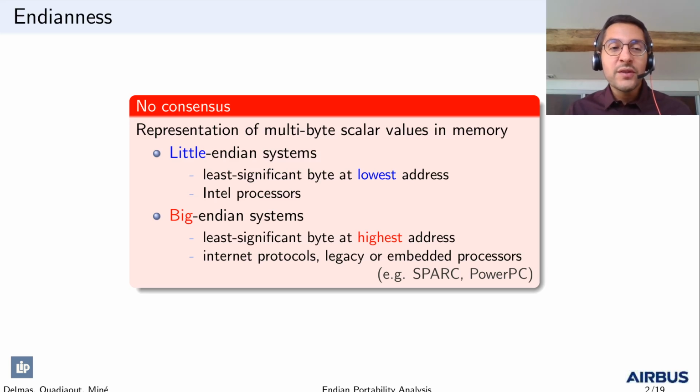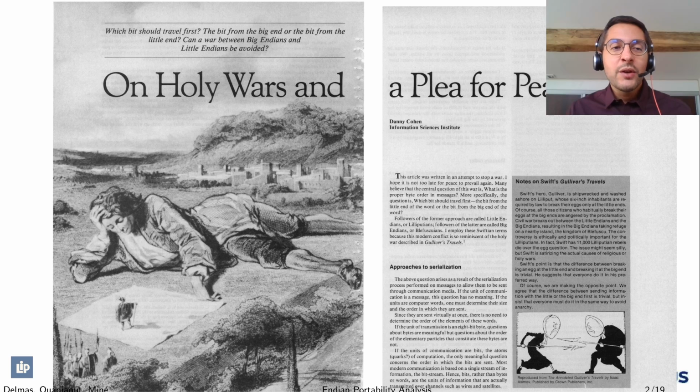There's no consensus on the representation of a multi-byte scalar value in computer memory. Little Endian systems store the least significant byte at the lowest address, while big Endian systems do the opposite. Little Endians include Intel processors, while big Endians include Internet protocols and legacy or embedded processors such as Sparc or PowerPC.